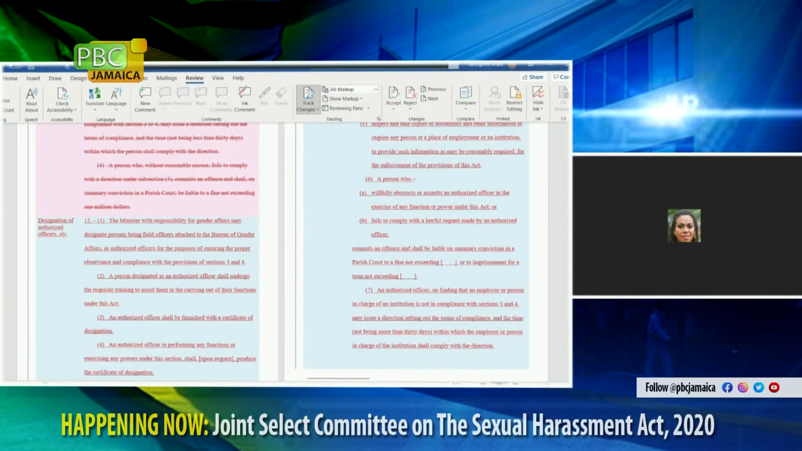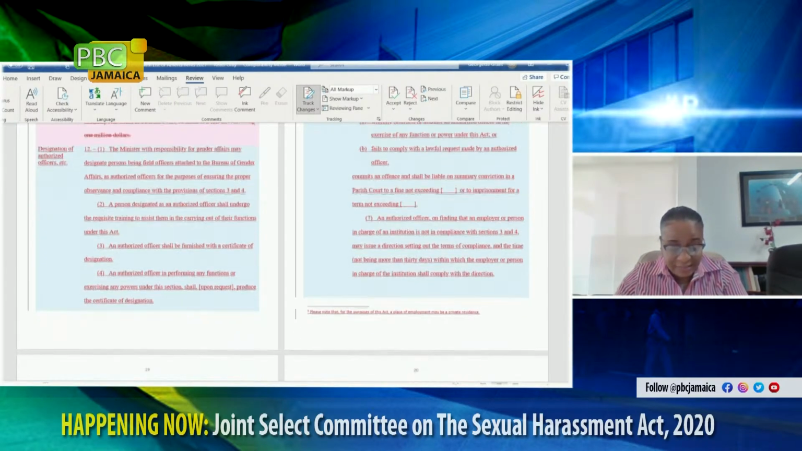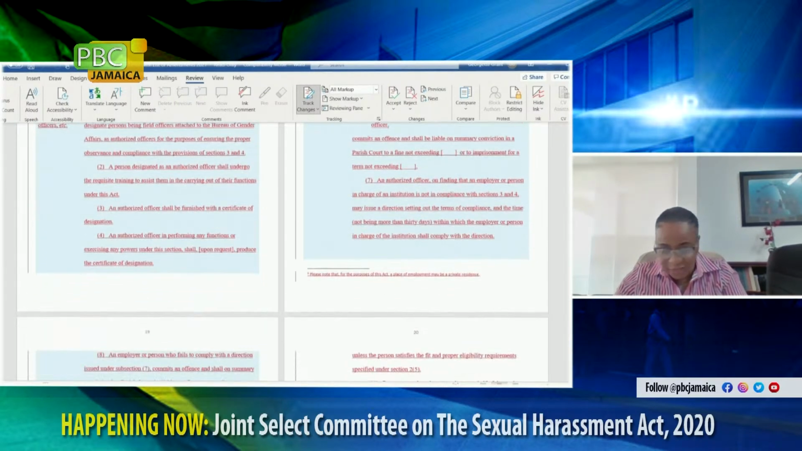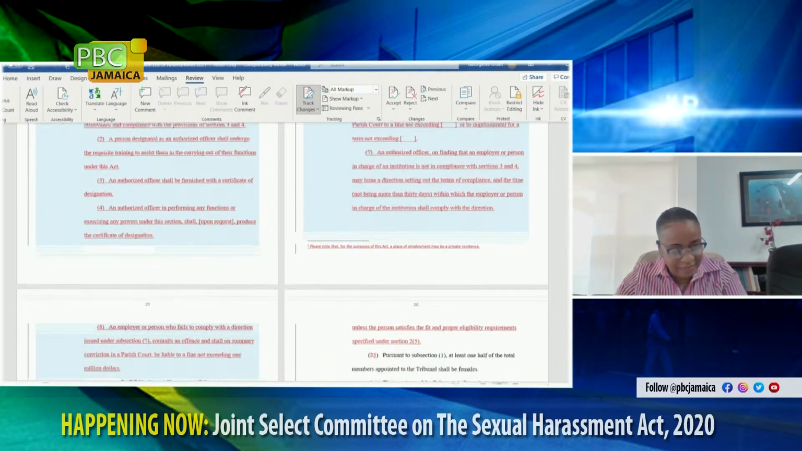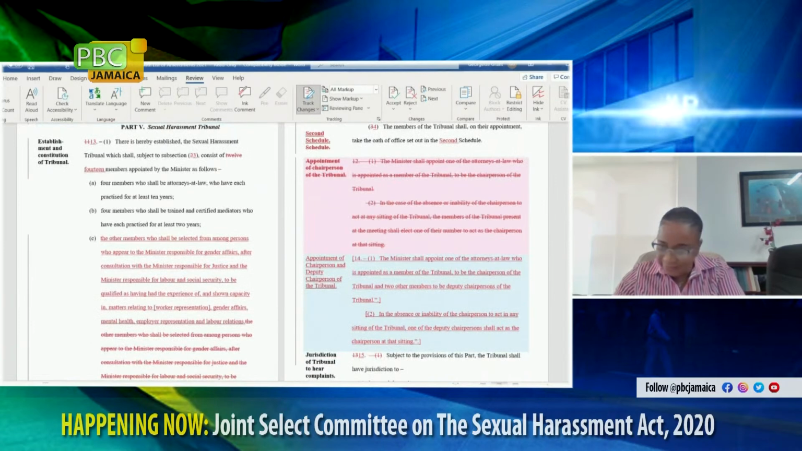Okay, Chair. The next amendments now, Chair, we're on to part 5, the Sexual Harassment Tribunal. So it's the old clause 11, new clause 13 as renumbered. And we did a tidying up of the schedule because we've now inserted a first schedule. The schedule that we're referring to would be the second schedule. So that is seen in the first amendment to the marginal note.